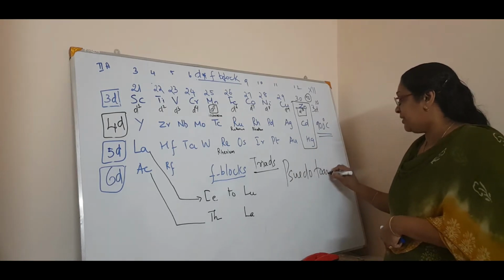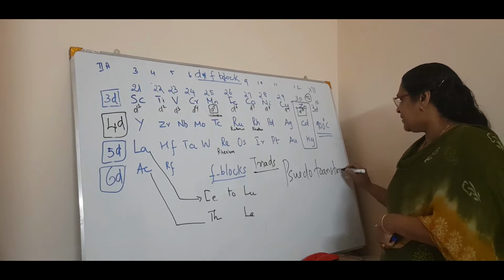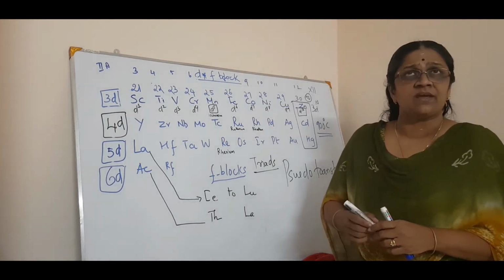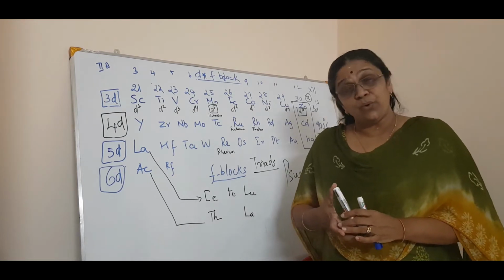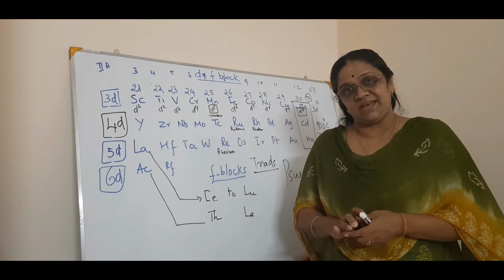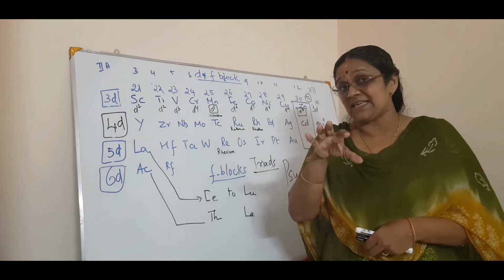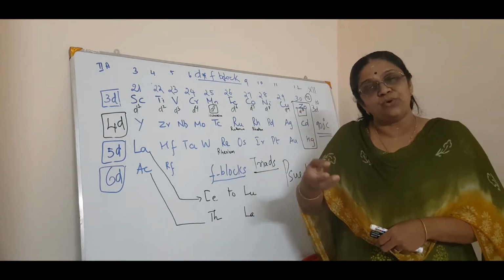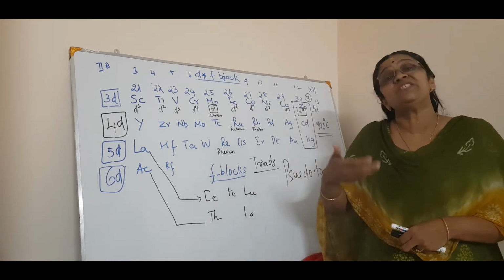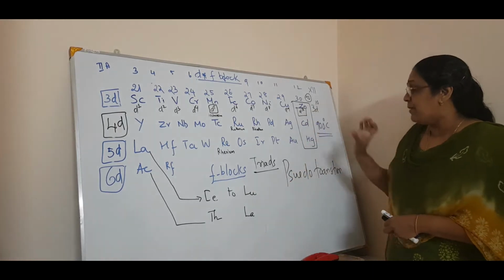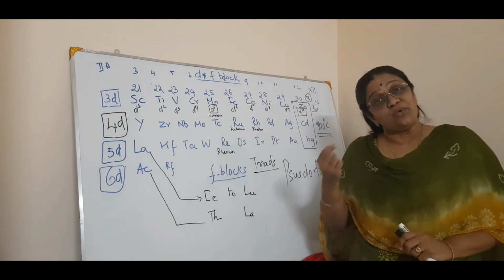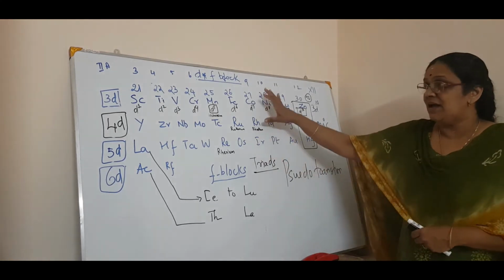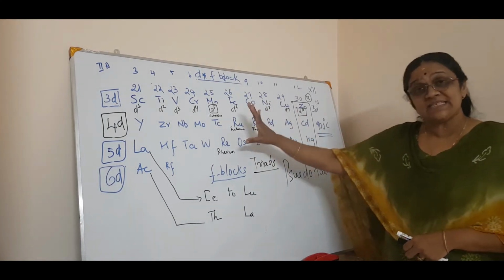pseudo transition elements. We have studied some transition elements. We have studied some pseudo something in chemical kinetics. Pseudo first order reaction, isn't it? When one of the reactants is in excess, you call that a pseudo unimolecular, pseudo first order reaction. That means pseudo means false. So these three elements, we call them pseudo transition metals. Okay. Now hope you have got this idea of which all elements are there.